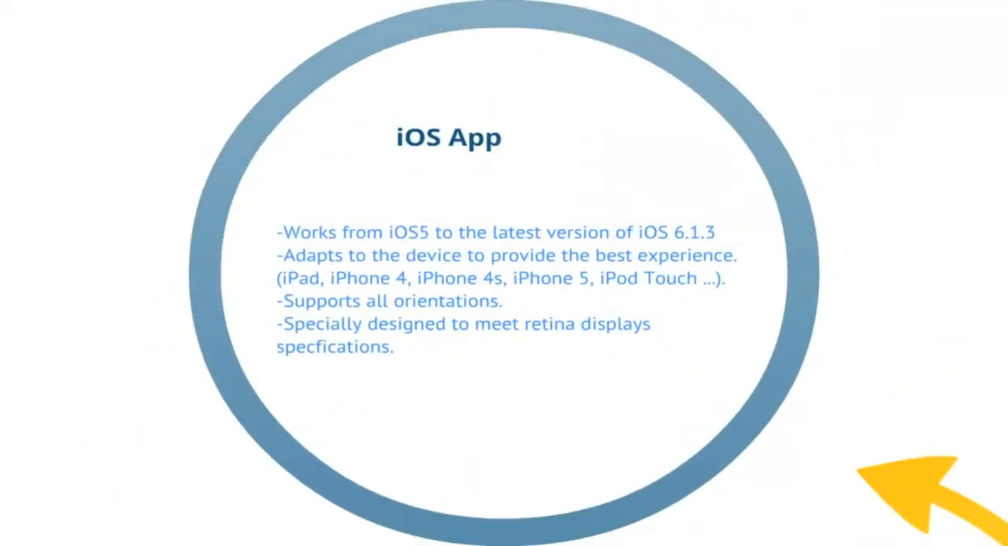So, what does it have? It works from iOS 5 to the latest version of iOS, which is currently 6.1.3. Also, it is an adaptive app. It means it's able to detect what device we're using and provide the best user experience. For instance, it can detect if we're on an iPad, on an iPhone 4, an iPhone 4S, an iPhone 5, an iPod Touch, and adapt to it. It supports all the orientations to make things much more comfortable, and it is especially designed to meet Retina display specifications by using stunning images and great HD videos.